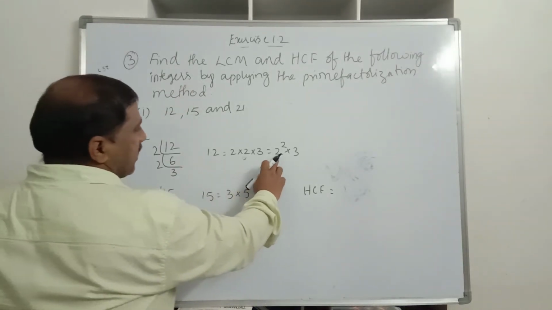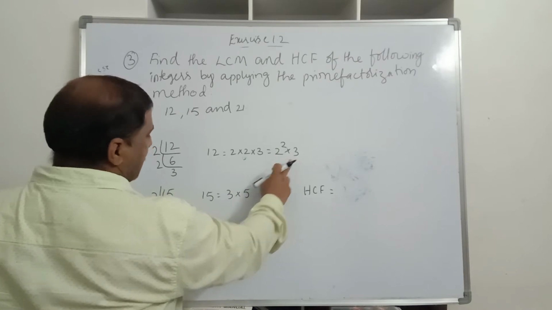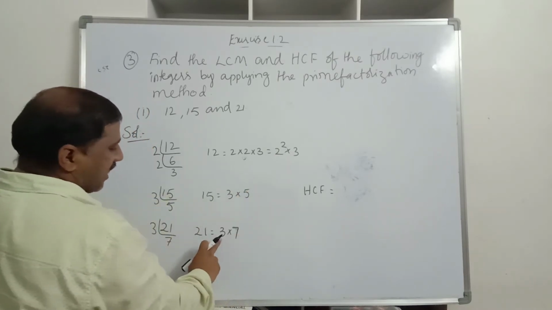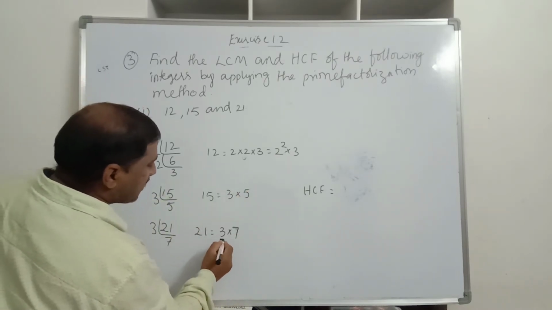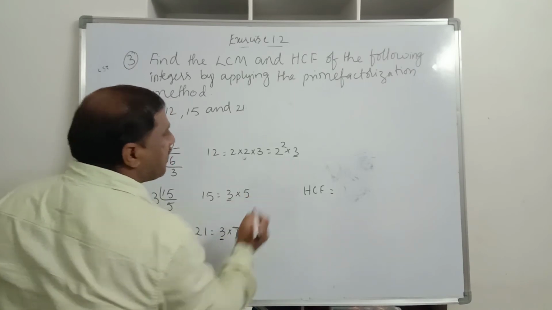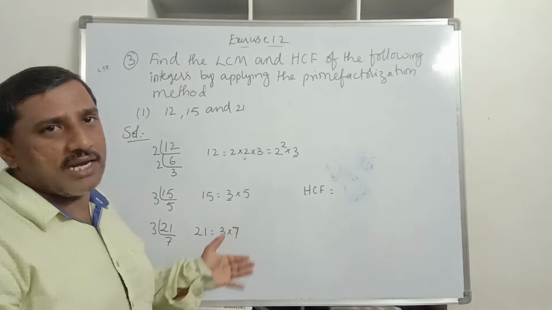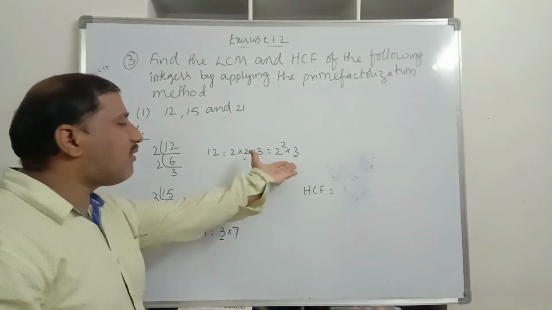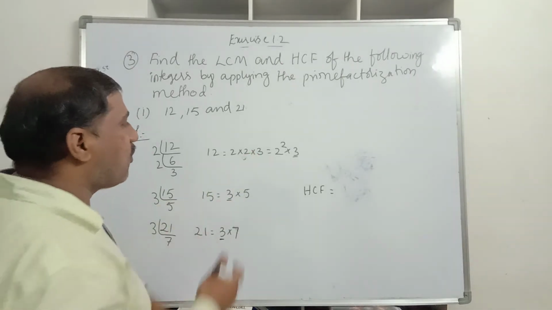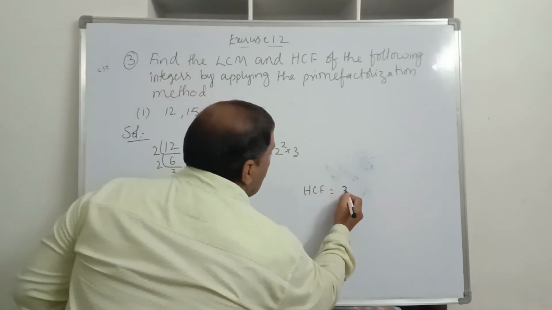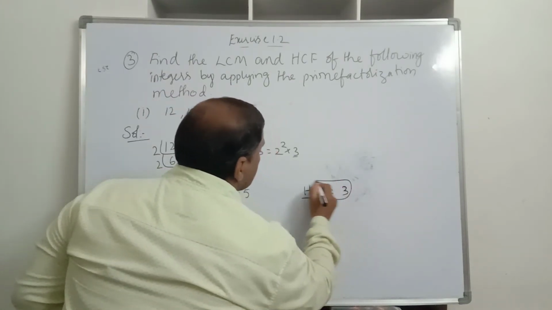So here 2 is the one prime factor and 3 is there. Here 3 and 5, and 3 and 7 is there. So what is the common factor for the 3 numbers? It is 3. And which is the smallest power of 3? It is only 1. We have only one factor, 3. Therefore the HCF is equal to 3.